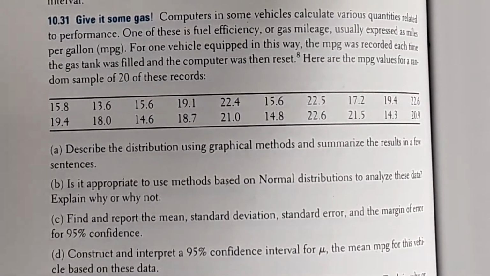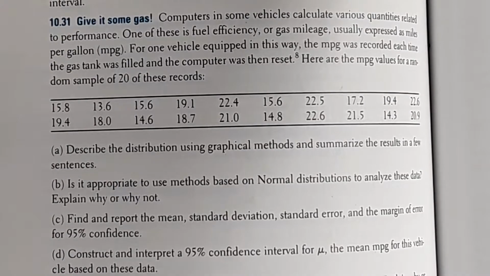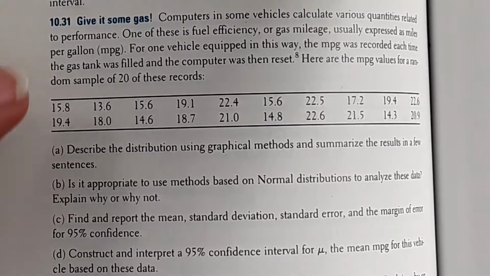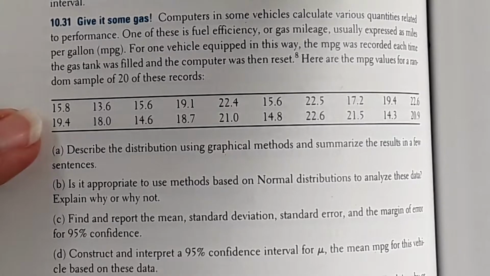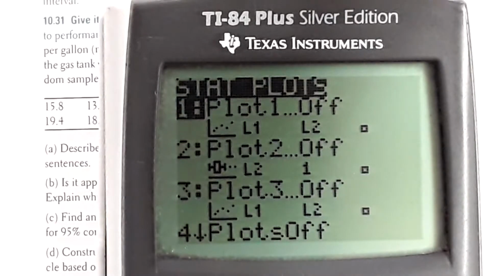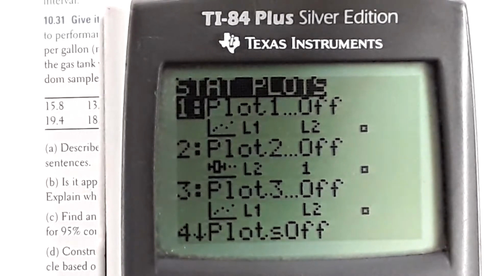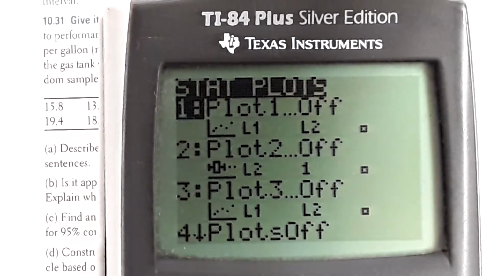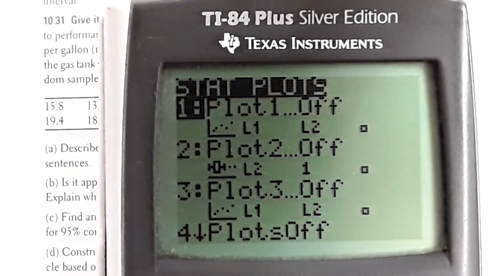Okay, so in the blue book, we're going to do problem 10.31 on page 650. And right now we're going to enter this data into our calculator, and then we're going to talk about how to do this problem. So we're going to make a stat plot, and then we're going to do a 1-Var Stats to get our information, like our mean, our median, all of that.